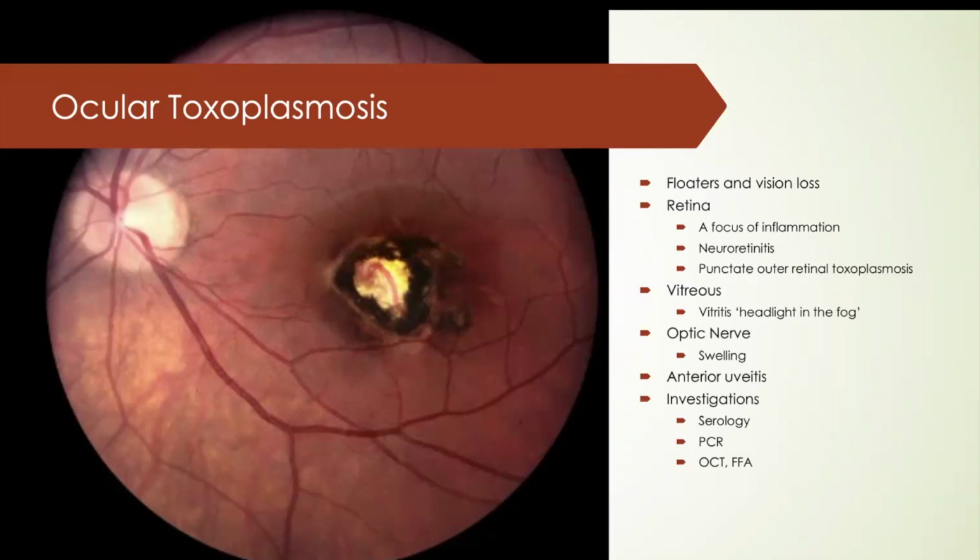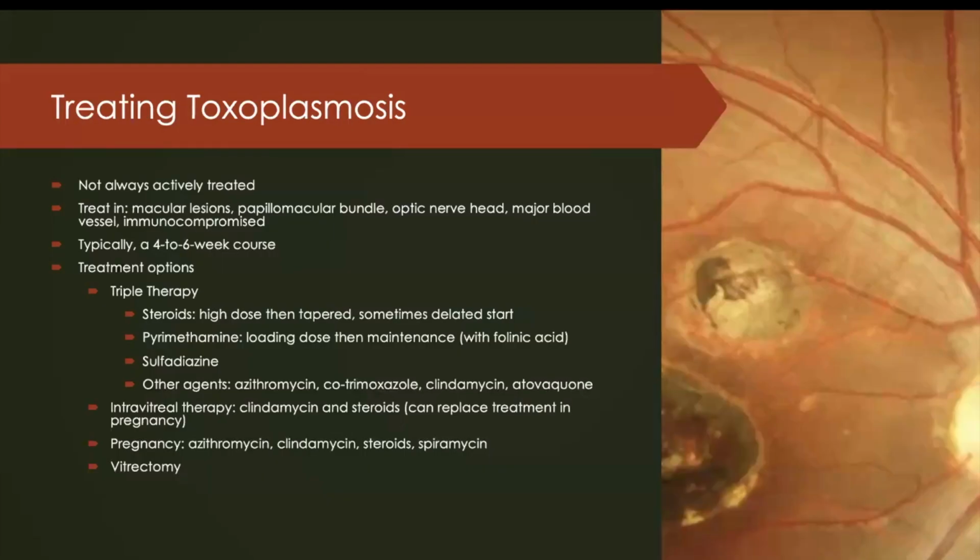You'll investigate with some serology. You may want to consider taking a PCR of the eye. And then you also want to do some OCTs and some FFAs to monitor the eye, look at the macula, and see whether or not this patient needs treatment. When it comes to treating toxoplasmosis, you don't always treat it. If it's a peripheral lesion, it's sometimes visually insignificant and self-limiting in terms of its course. But there are certain things that would make you want to actively treat toxoplasmosis.